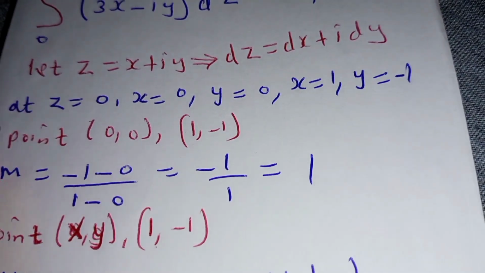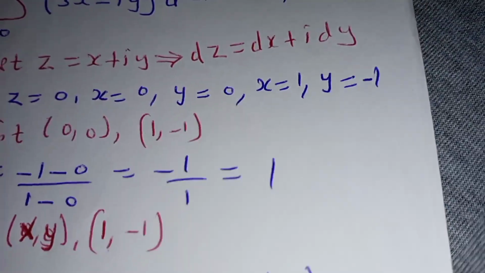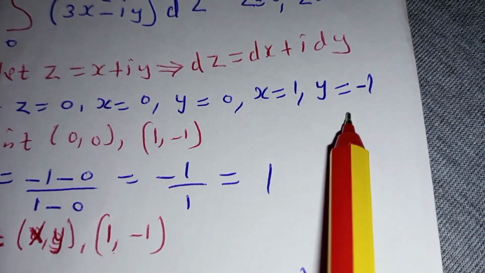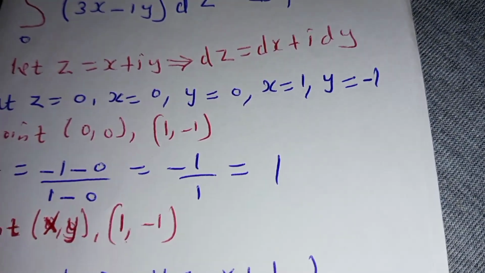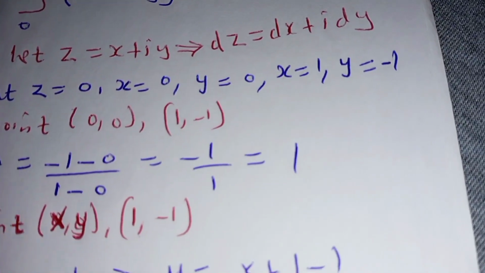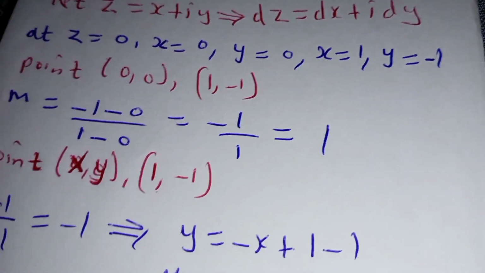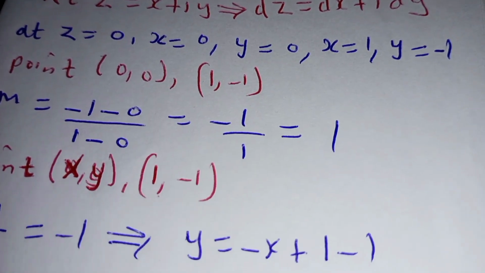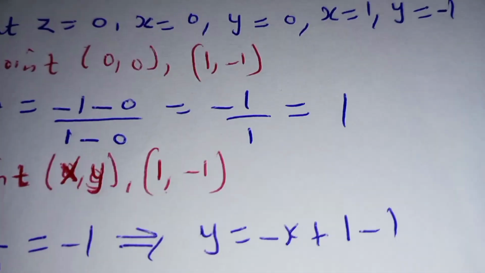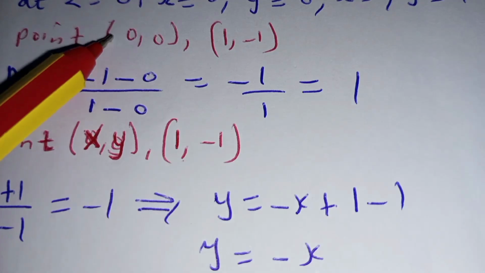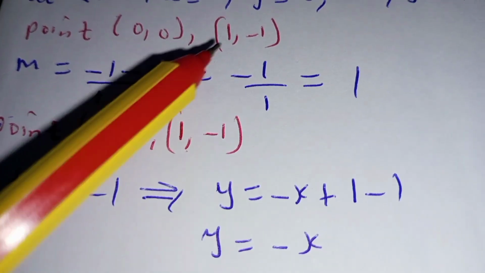Then at c equals 0, x is equal to 0, y is equal to 0, and x is equal to 1, and y is equal to negative 1. So our line has these 2 points, (0, 0) and (1, negative 1).